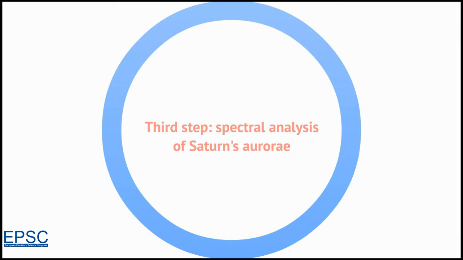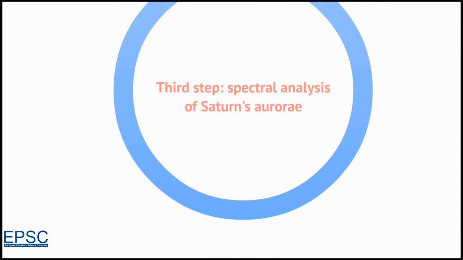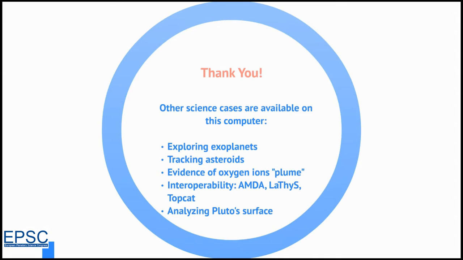So finally, we see that it's possible to link different aspects of auroral processes, magnetic field, imaging, and spectroscopy, in a simple way using tools of the virtual observatory applied to planetary data made accessible by the AMDA web service and the Europlanet Table Access Protocol.